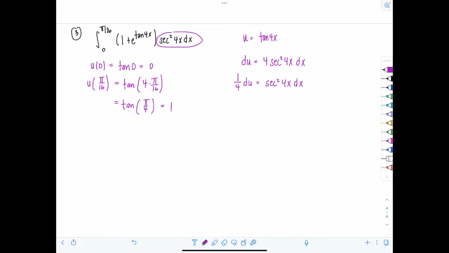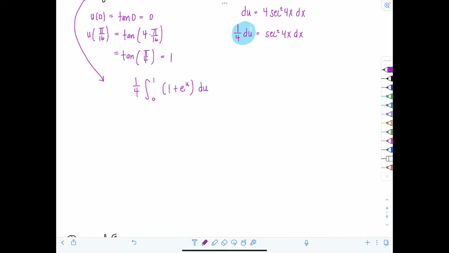Appreciate it. So our new integral in terms of u is going to be, we've got 0 to 1. Instead of 1 plus e to the tan 4x, what do we have? 1 plus e to the u. Good. And then secant squared 4x dx is 1/4 du. Where's that 1/4 going to go, people? Yes, outside, outside. Good.